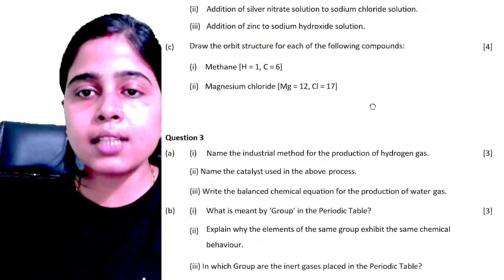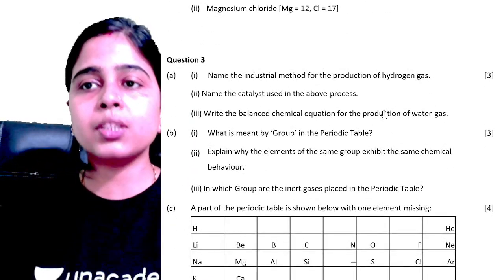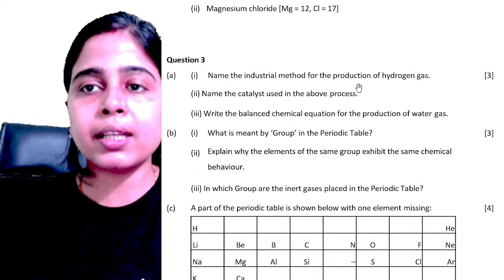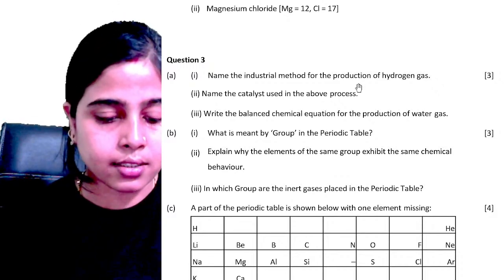Now let's try to answer this question. Very easy now. Question number 3. Name the industrial method for the production of hydrogen gas.